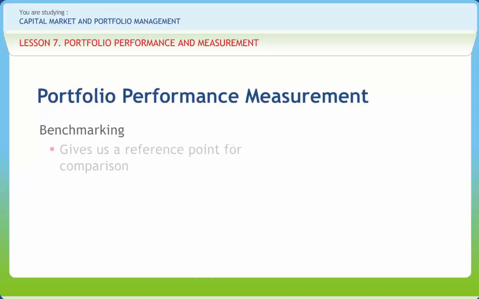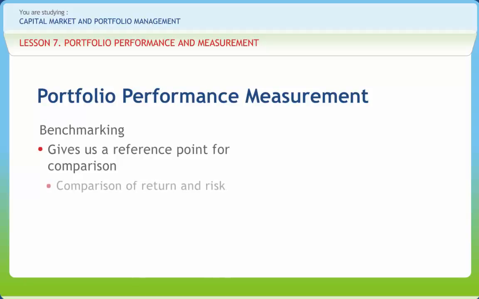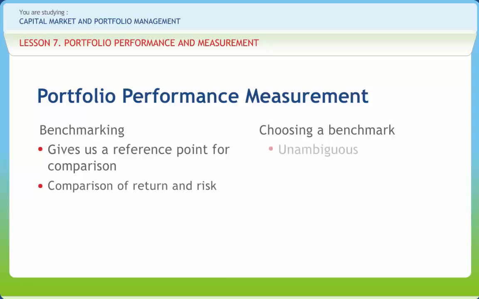Benchmarking gives us a reference point for comparison and also helps in comparison of return and risk. The most important consideration for portfolio performance measurement is the benchmark choice. All portfolio evaluation is dependent on benchmark choice. Make sure the benchmark is unambiguous, is an investable index, and has a measurable value. Make sure the benchmark is appropriate for the style of portfolio that you are evaluating.